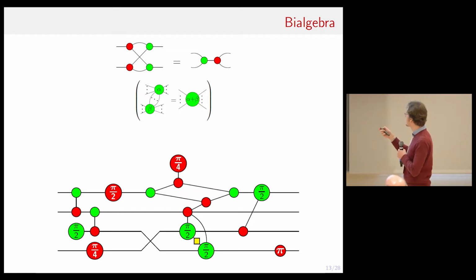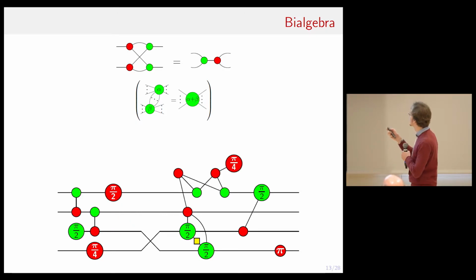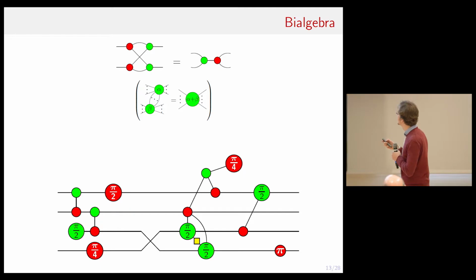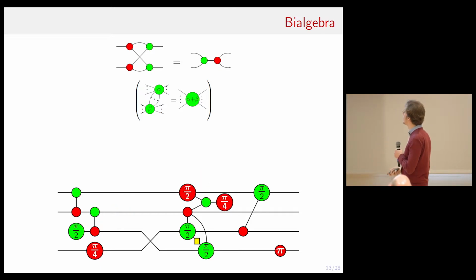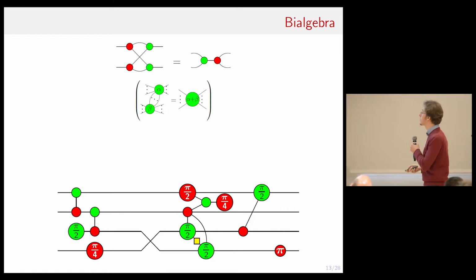So here I've done really nothing. I've just rearranged my nodes. And now I see the pattern. So I can apply this rule from left to right. And I get this. Again, I can use the spider rule and the only connectivity matters rule.